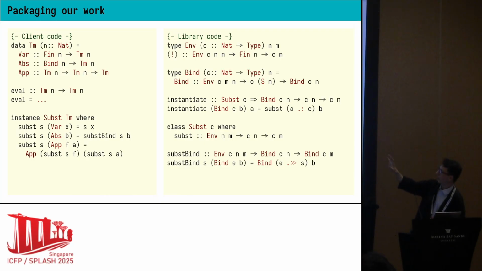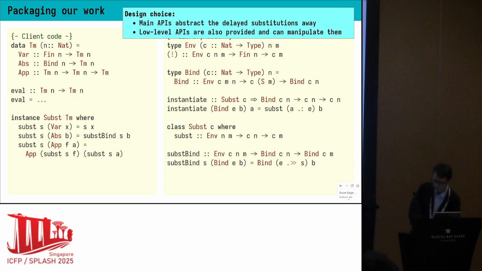On the left, however, we have this implementation of the lambda calculus, which crucially did not change from the first implementation based on substitutions we had. And what that means is that it does not know about delayed substitution, nor does it need to know. And this is a key design choice of Rebound, namely, the main APIs of the library do not expose delayed substitutions to the users. We do still offer some lower level APIs, because manipulating a delayed substitution explicitly can be useful at times, but these are not the main APIs of the library, which completely abstract delayed substitutions away.